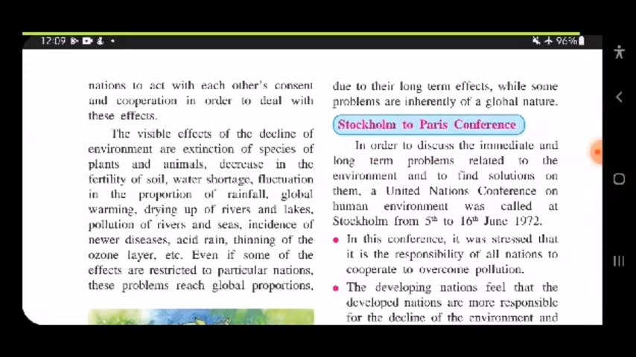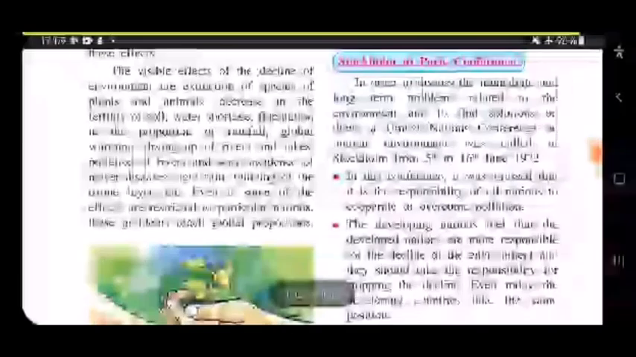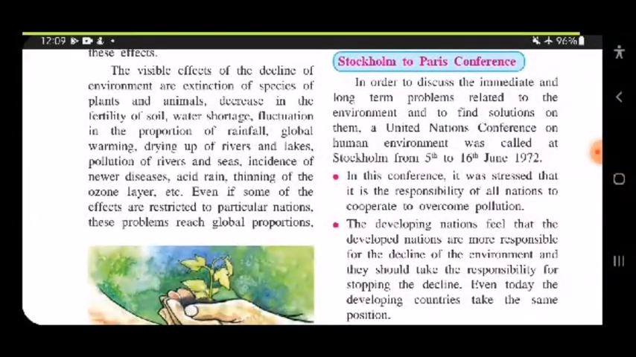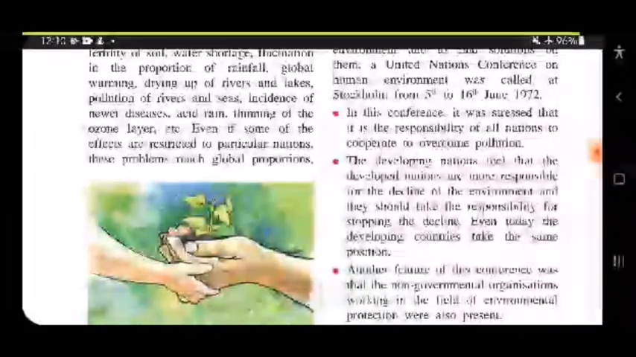Next, let us learn about the Stockholm to Paris conferences. Now, Stockholm is the capital of Sweden. In order to discuss the immediate and long-term problems related to the environment and to find different solutions, since we have seen so many problems, we have to find a solution. Then what happened? A United Nations conference was held on the human environment. It was called at Stockholm from 5th to 16th June, in 1972. Now, what was spoken in this conference?